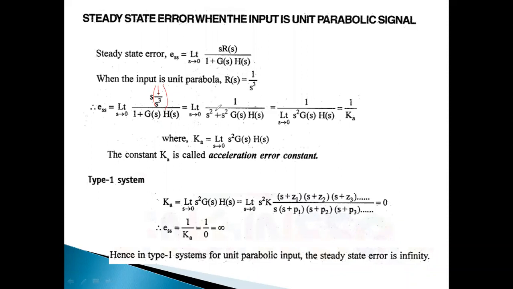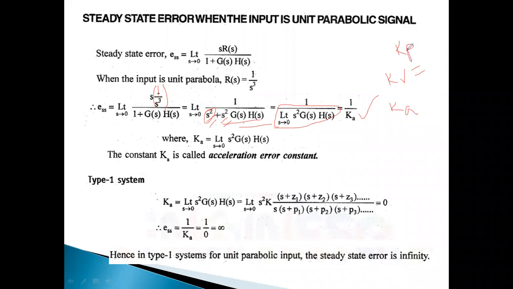In the denominator, if we simplify, 1 by s square, multiplied with s square, gives s square plus s square into g of s into h of s. If we substitute s equal to 0, this term becomes 0, and only the remaining term is this one. This is called the acceleration error constant, Ka. Ka is the acceleration error constant, whereas Kv, previously, when the input is a unit ramp input, is the velocity error constant.